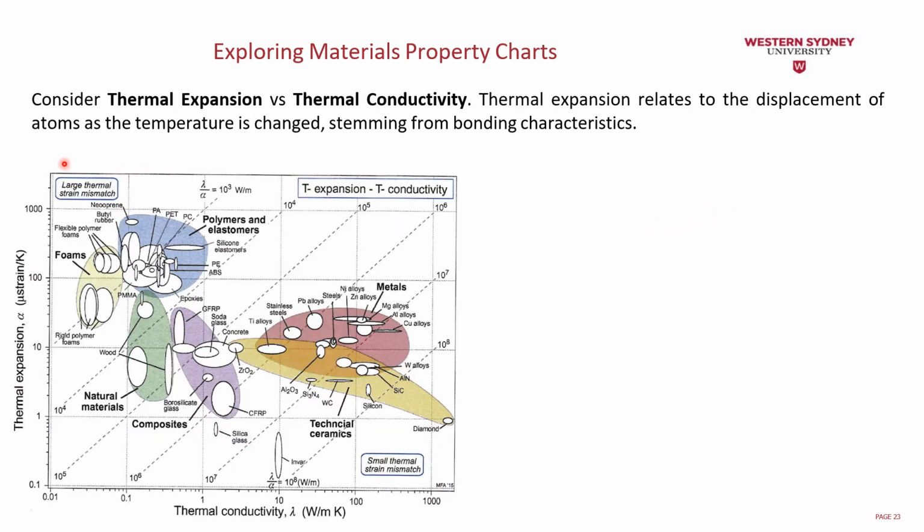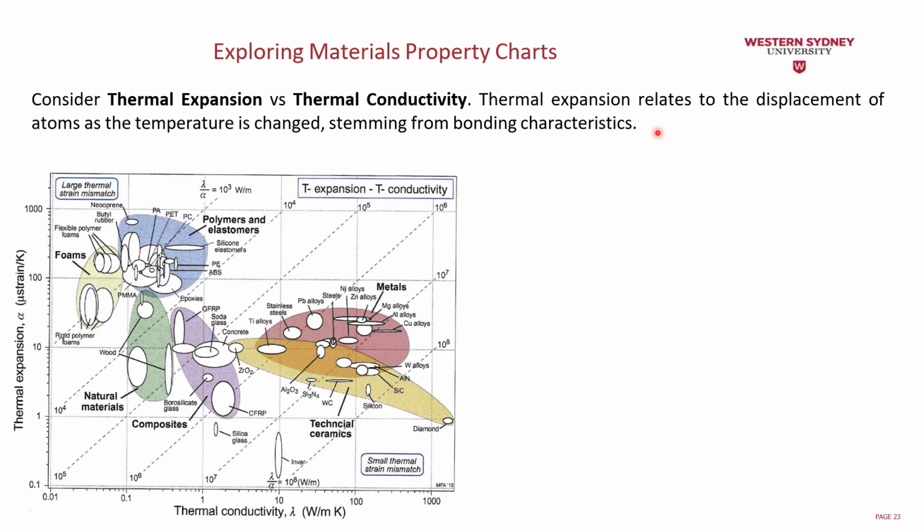Now, consider the thermal expansion versus thermal conductivity. You can see that thermal expansion relates mainly to the displacement of the atoms as the temperature is changed. We said that some materials expand in size when we add heat to them. Thermal conductivity is able to transfer the heat through the material.